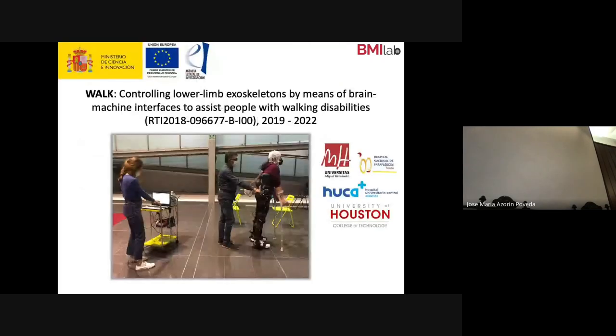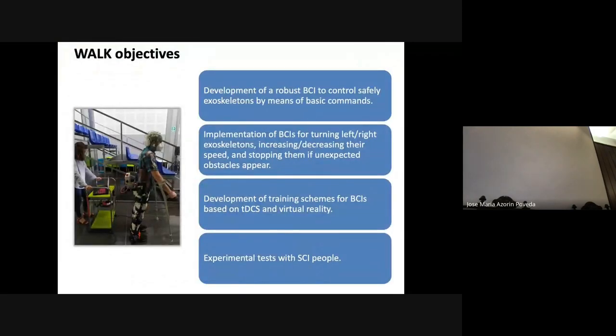Anyway, taking into account the results that we got in that project, we developed a different project. It's the World Project. This project was focused on trying to improve the brain-machine interfaces for commanding exoskeletons. I mean, we wanted to get a more robust brain-computer interface. It was a project that we did in collaboration with several centers: the main hospital of paraplegics in Spain, in Toledo, the University of Houston, and also a hospital in Asturias. So basically in this project, we have a lot of different goals.